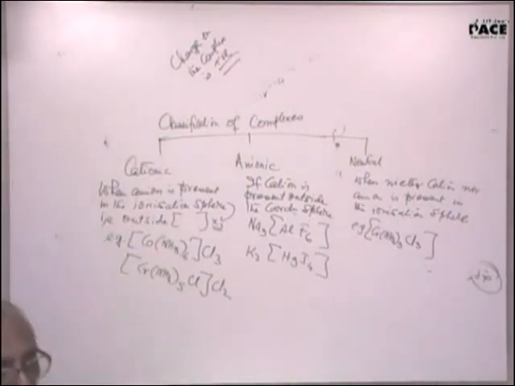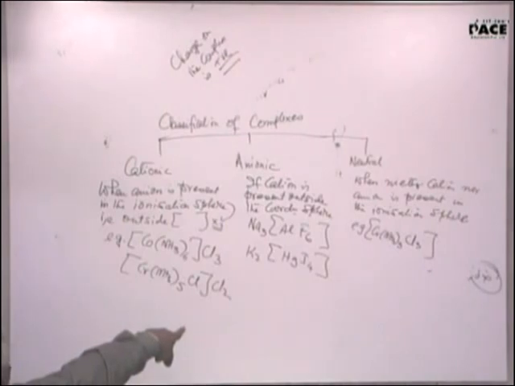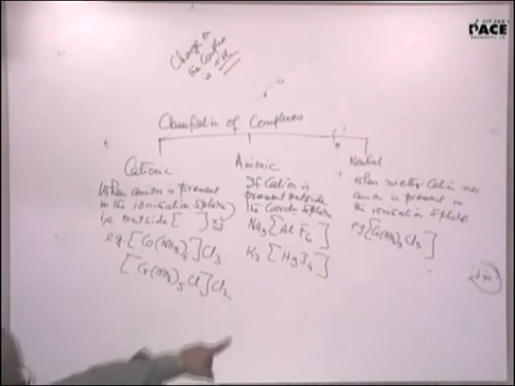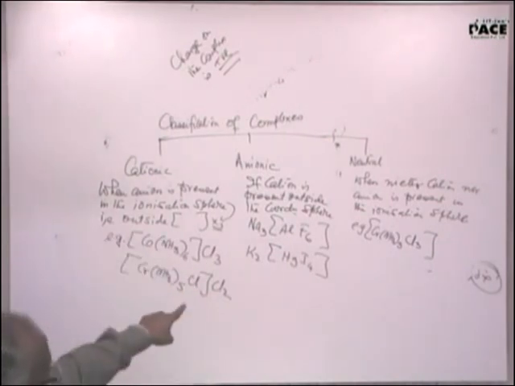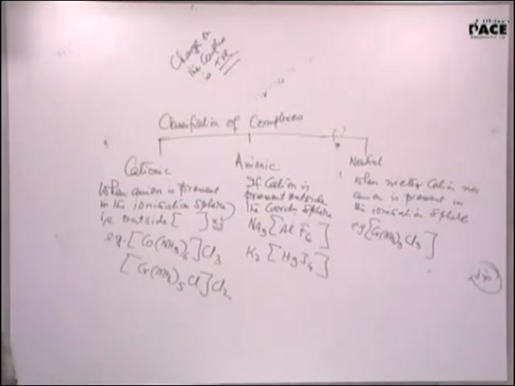You can see here the anion is present outside the coordination sphere. In this case, the cation is present outside the coordination sphere. Sodium ion, potassium ion, they are in the ionization sphere. If the cation is present outside the coordination sphere, that means the charge on the complex ion is negative. And when neither cation nor anion is present, then it is neutral.